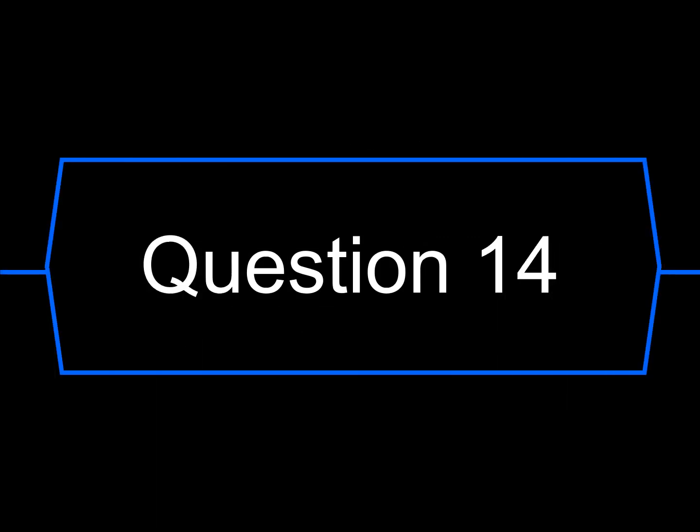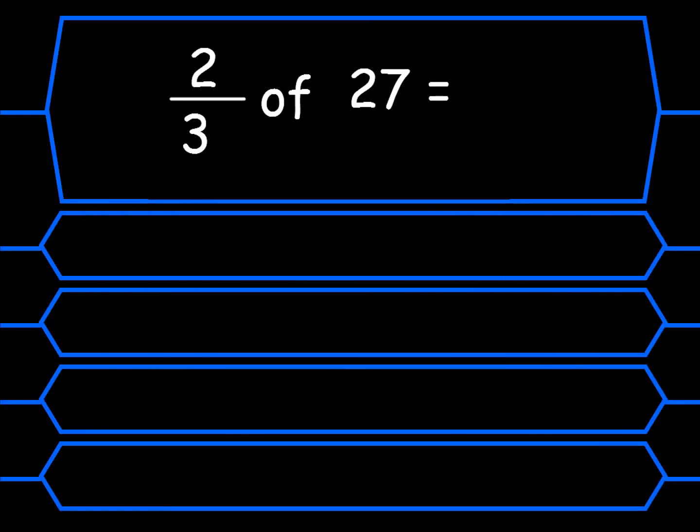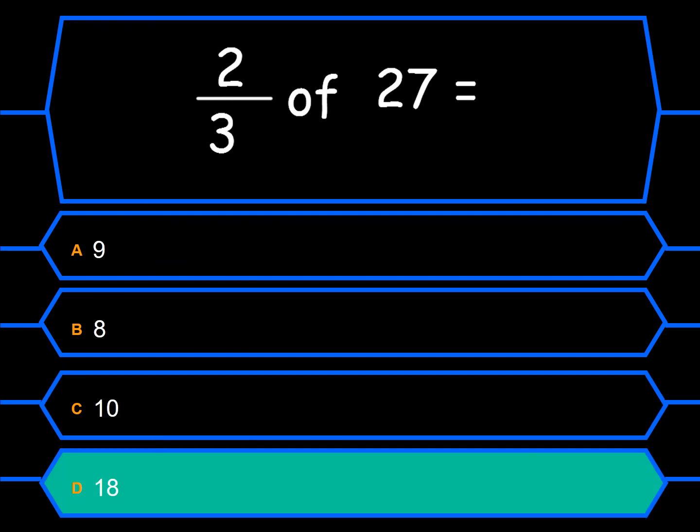And question 14. 2/3 of 27. Does it equal A, 9, B, 8, C, 10, or D, 18? Pause the video now, have a little go. The answer is D, 18.